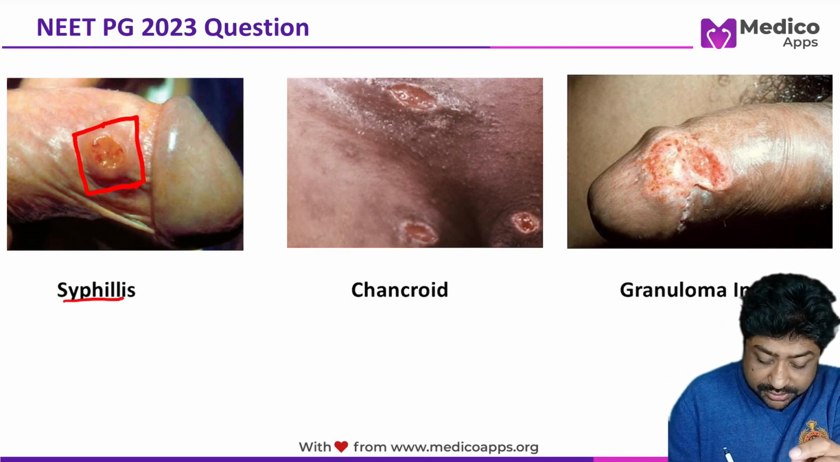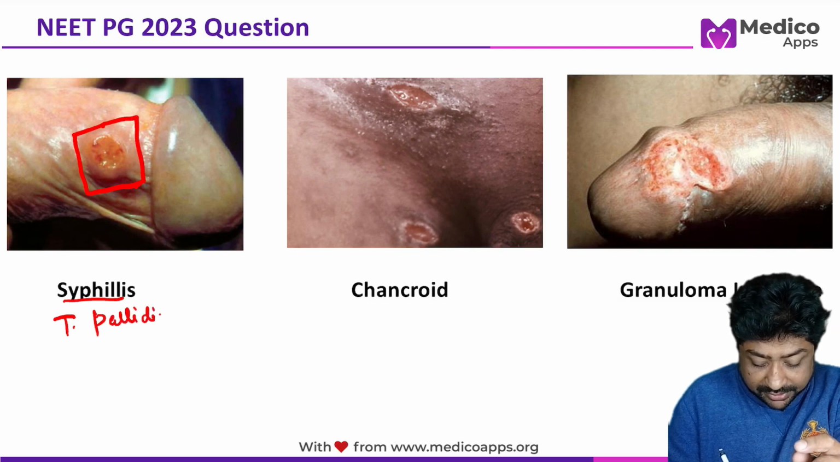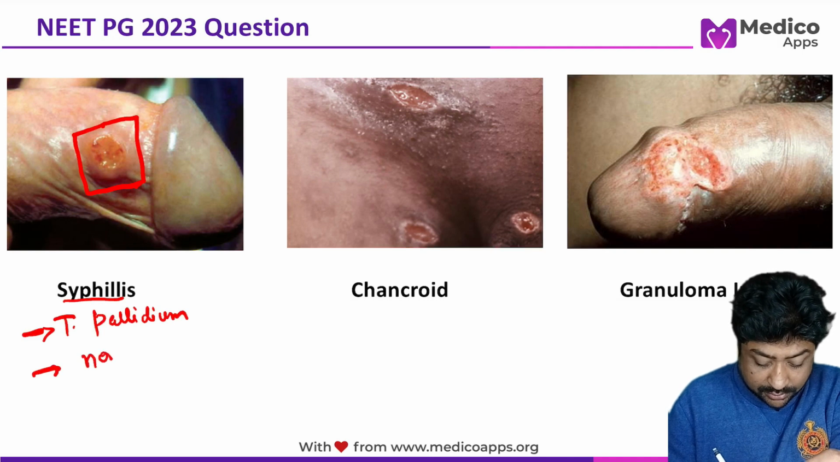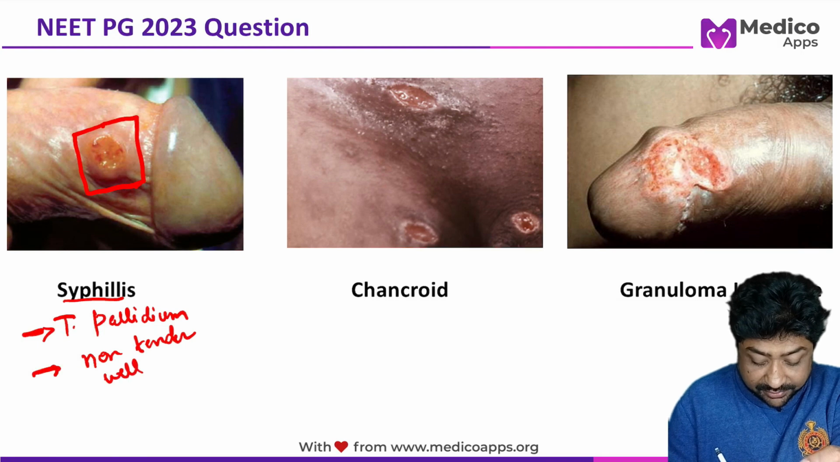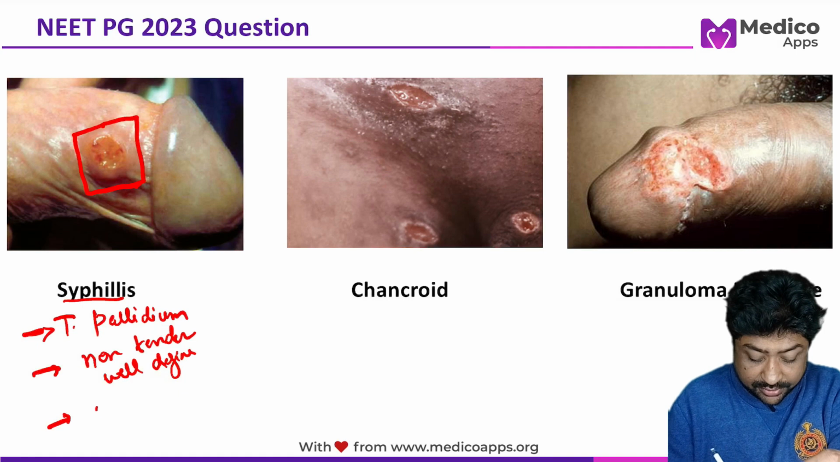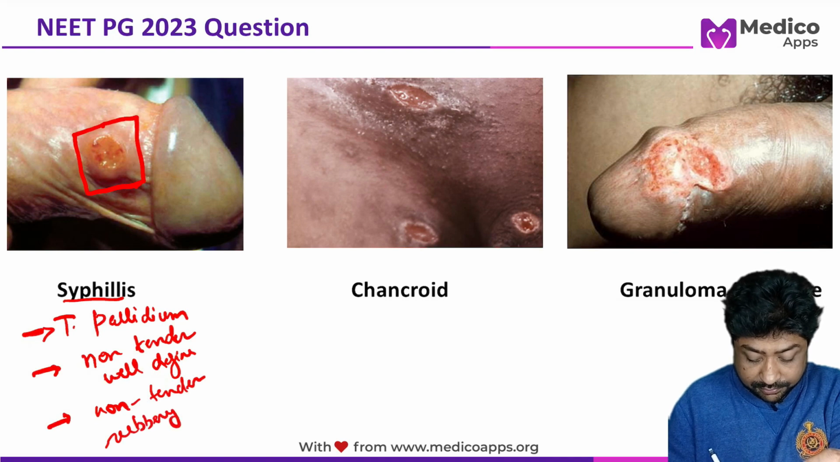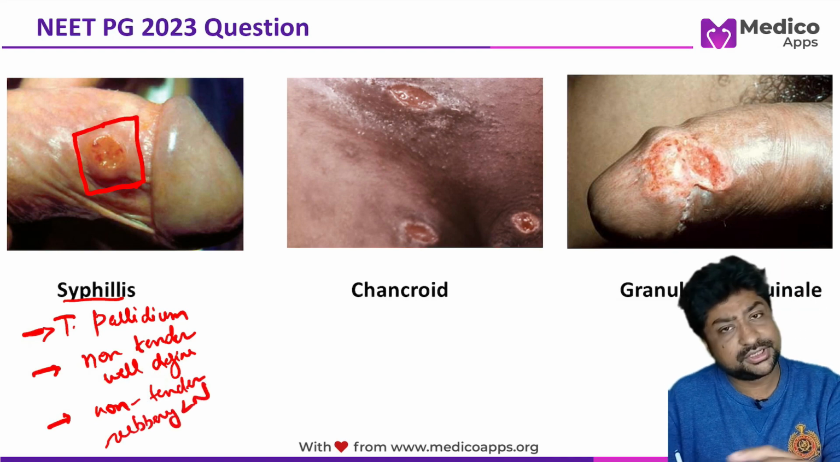So when I'm talking about syphilis, the causative agent is Treponema pallidum, which is a spirochete, very important to know, and the primary chancre or the primary ulcer may be a non-tender, well defined ulcer, and you can have a non-tender rubbery lymphadenopathy. So this is syphilis.